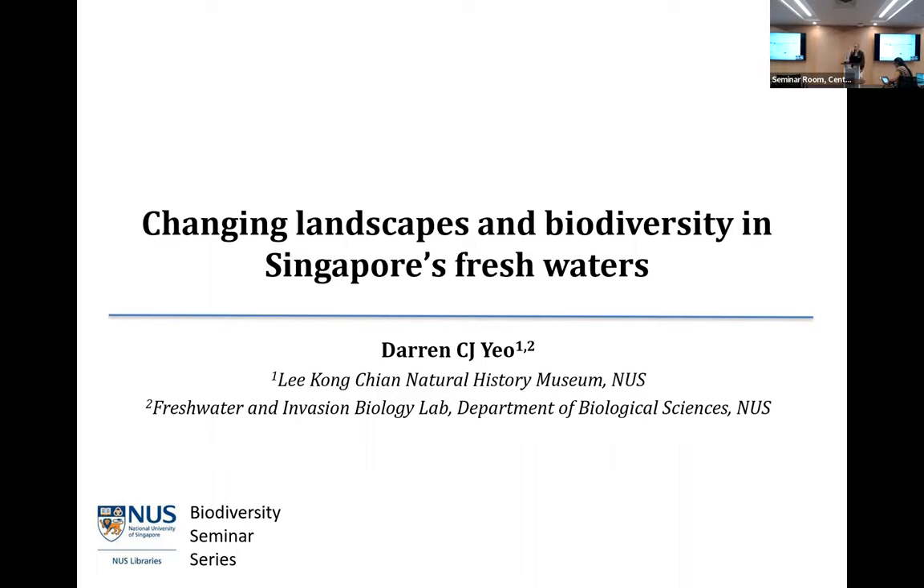My name is Tim, and I'm from the library. And I was thinking how time flies, because this is the fourth talk in our biodiversity seminar series organized by the library. After this session, there'll be another session on the 28th of October by Dr. Wan Juso, who is now with Monash University in Malaysia. I don't know what the topic is yet.